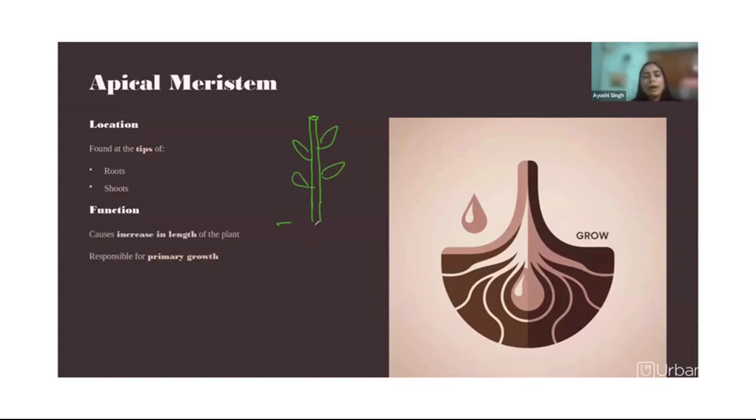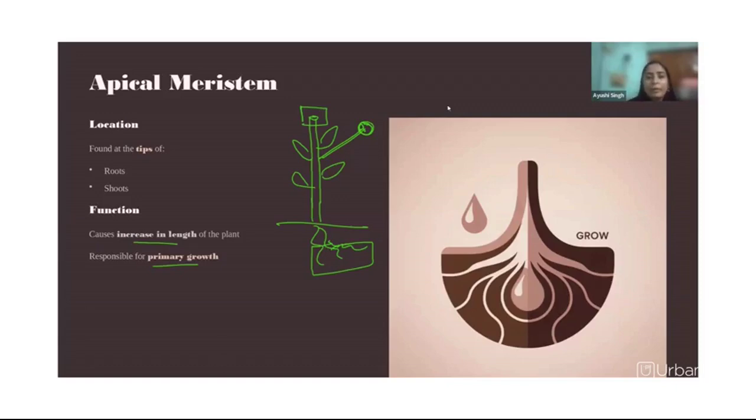So if this is a plant and these are the roots, the apical meristem will be present on the tips, this and this area. If there is, suppose, a branch here, it will be present here. Now its function is to increase the length of the plant, and also for primary growth. The primary growth is basically the main growth or the initial growth which you will see. So this is about the apical meristem.